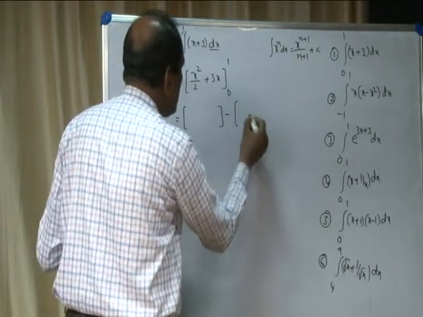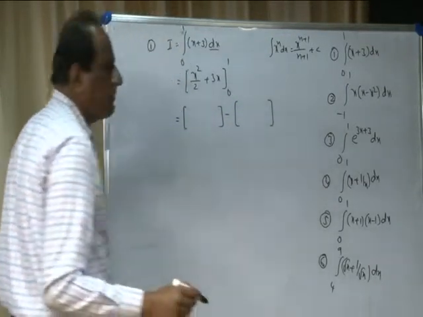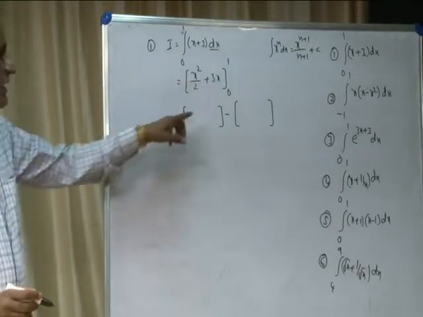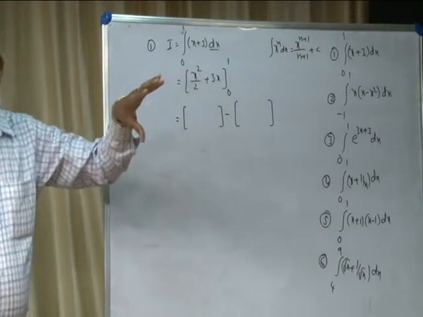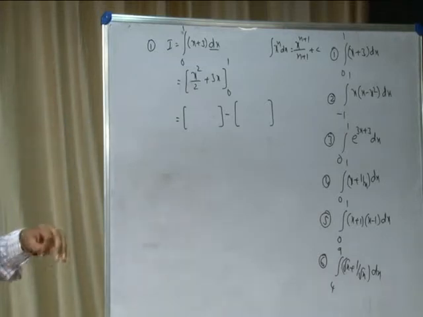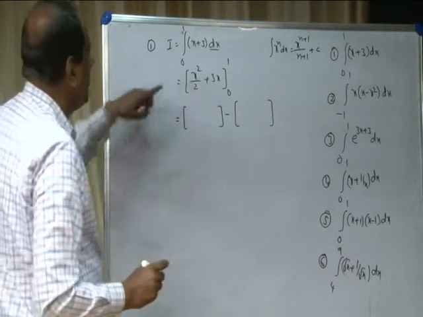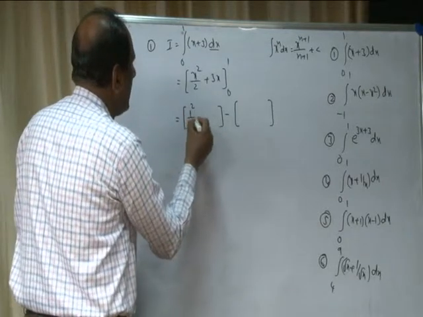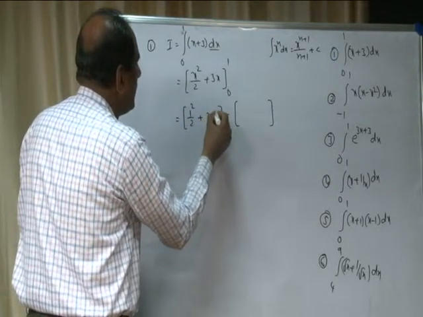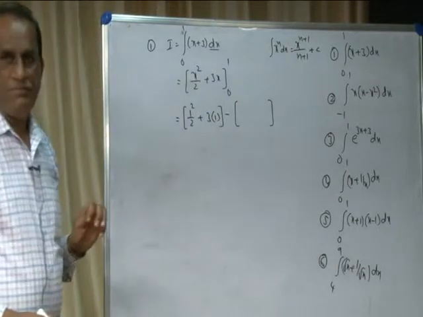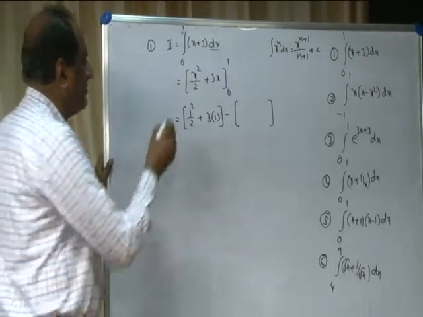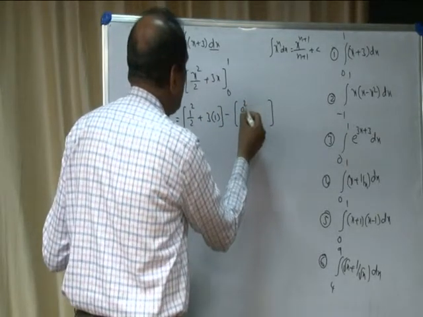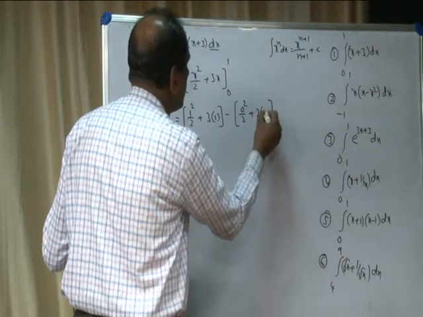So, there is a minus sign between two sets of brackets. Why am I writing two brackets? In the first bracket, apply the upper limit. How to apply the upper limit? Put x equal to 1, that is 1 square by 2 plus 3 into 1, this is the upper limit. The lower limit is 0: 0 square by 2 plus 3 into 0, the lower limit.